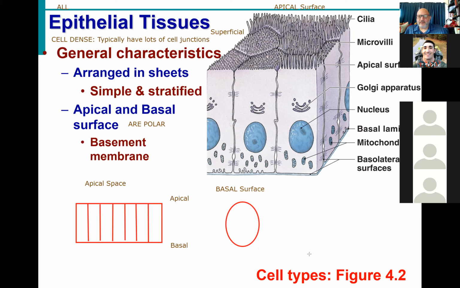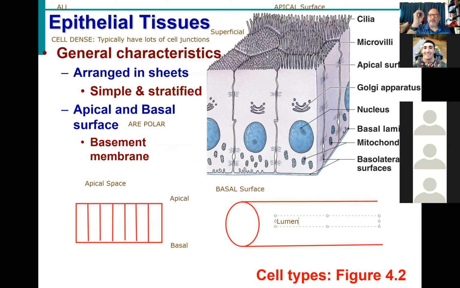Here is my hollow tube, like a blood vessel, like my stomach, like my digestive structure, or something along those lines. The hollow space inside of this is the lumen. So there's always an apical space, and sometimes that apical space is enclosed. And if that apical space is enclosed, we call it a lumen, right?